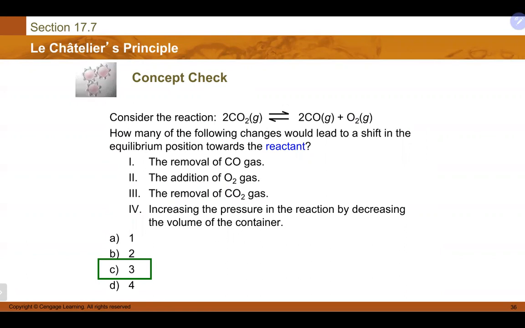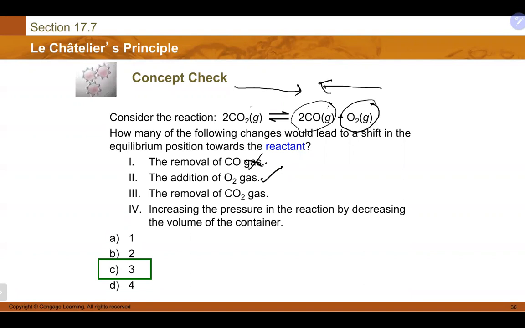So let's go through this one since we got the answer: how many of the following changes would lead to a shift in the equilibrium position towards the reactants? Let's go through the first one. If we remove CO, which is over here, removing means it should shift towards it, so that definitely would not make more reactants. That one's not going to do it. If we add O2, that would be adding more products, which should kick off the reverse reaction, so that would make more reactants.